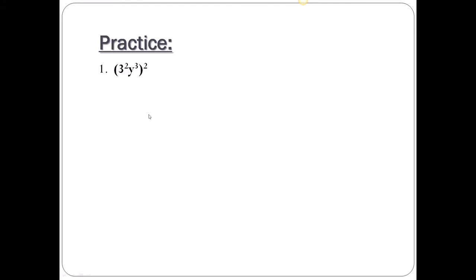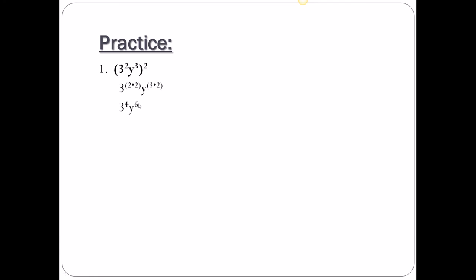Okay, so let's practice. Ooh, we get to practice rule number 3 right away. So everybody's going to get a power of 2. So I'm going to give the 3 squared a power of 2, and 2 times 2 is 4. And I'm going to give y cubed a power of 2, and 3 times 2 is 6. So I have 3 to the 4th, y to the 6th.